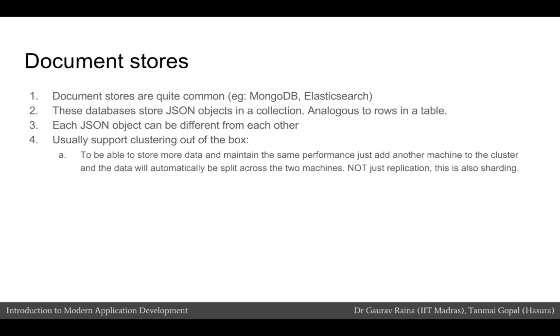Let's talk a little bit about document stores, which is a category of NoSQL databases. MongoDB and Elasticsearch are the two most common examples of document stores. These databases store JSON-like objects in a collection, and these objects or documents are analogous to rows. Both MongoDB and Elasticsearch try to support clustering out of the box, which means that if we want to store more data and have the same performance, then we just have to add another machine to our cluster, and the database system will automatically replicate and shard the data between the instances of the database in the cluster. So we don't have to worry about how to shard our data or how to do the replication, and this happens automatically.